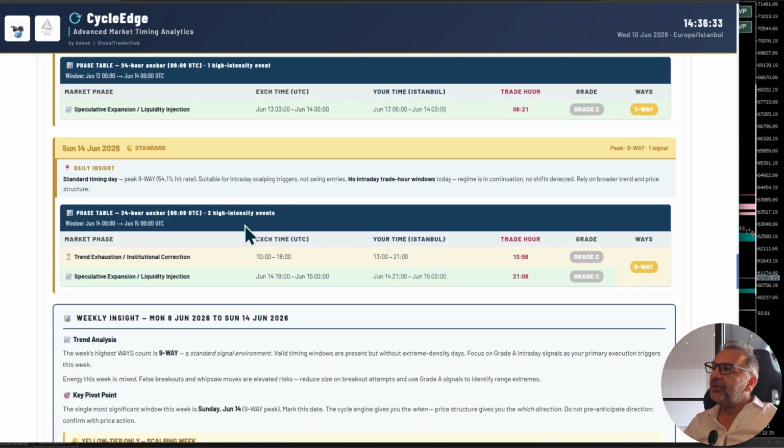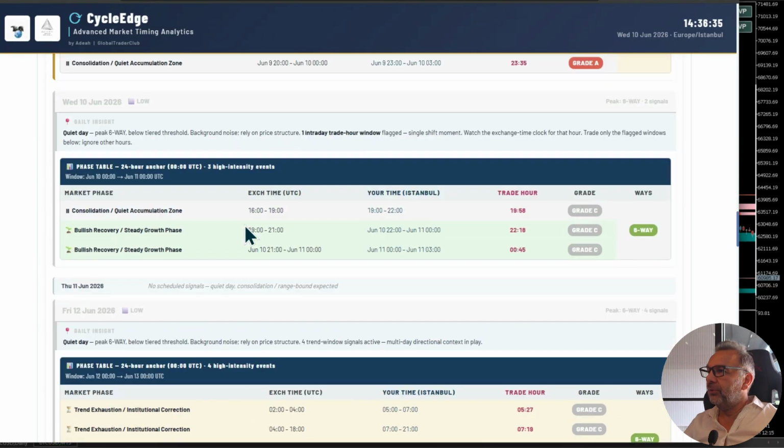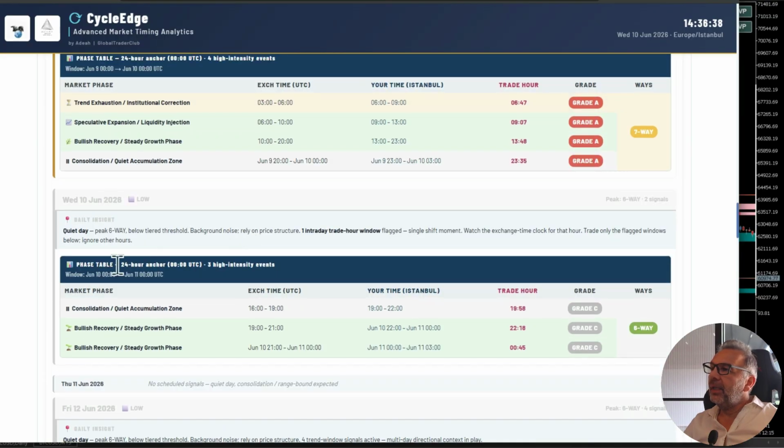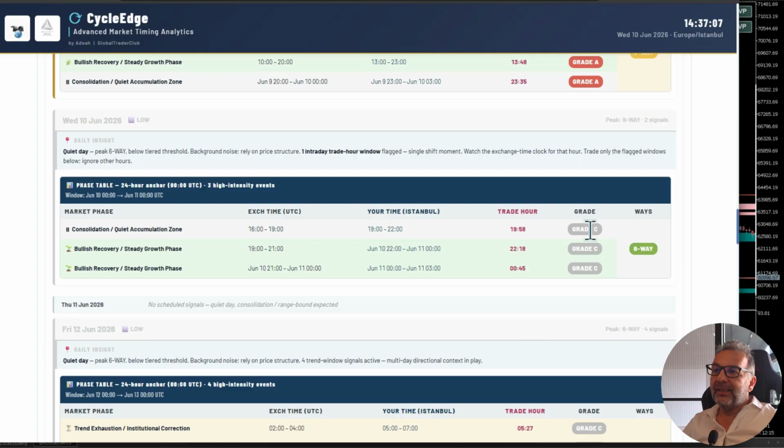So let's finish this with today, the 10th of June. I've got a quiet day. It's low. One intraday trade hour: 8 o'clock, 10:20, and after midnight. It's grade C trading. So it's not really hot, despite the fact that it says bullish recovery, steady growth phase. You have to understand it's not a hot day and the signals are not great, so you have to be mindful.